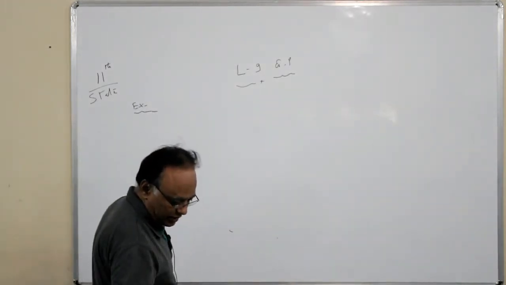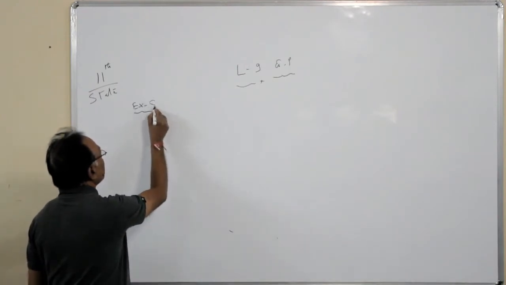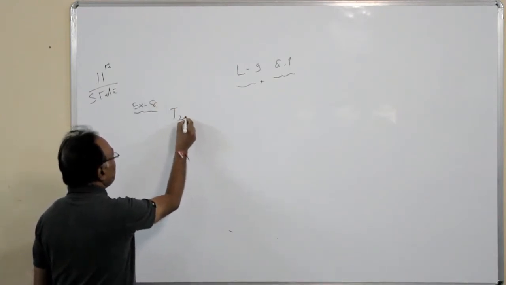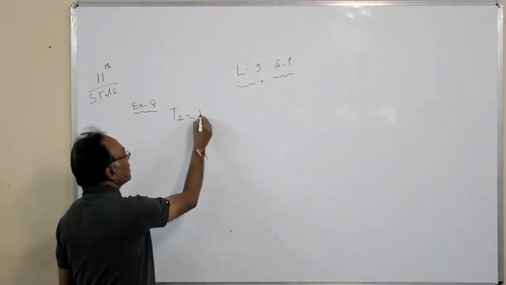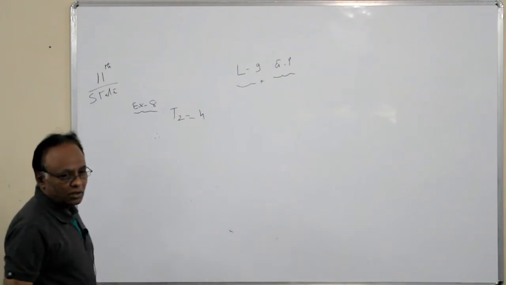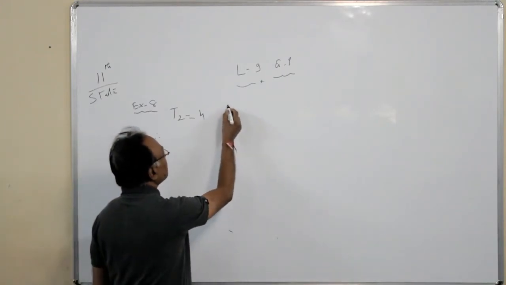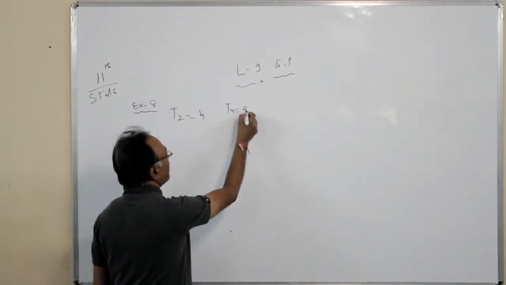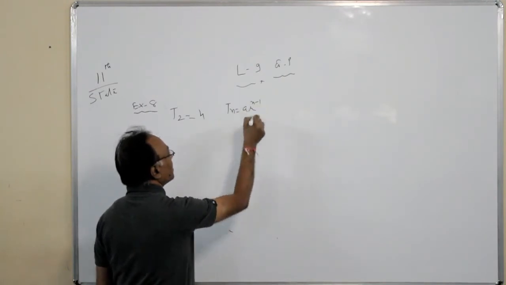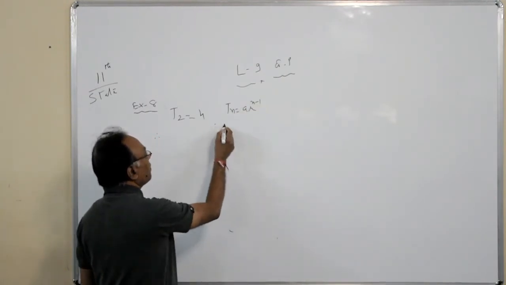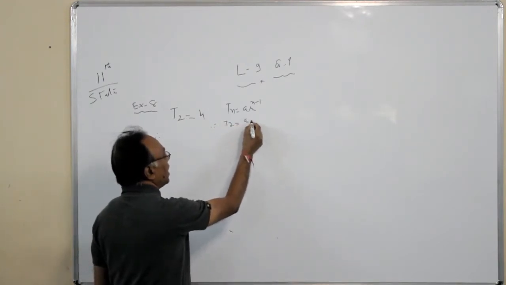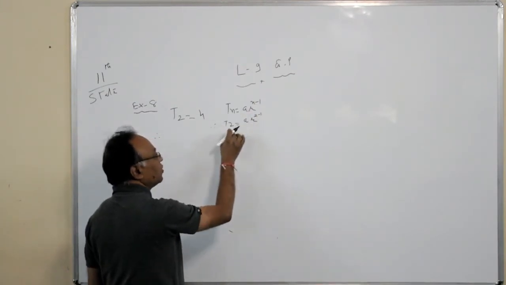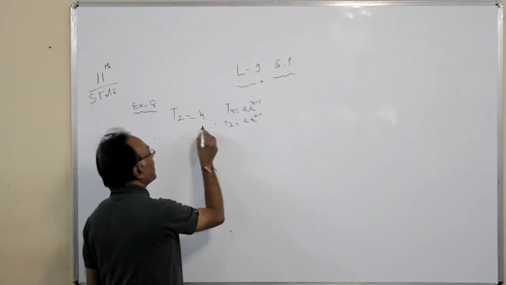Example number 8. T2, the second term of the GP, is 4. Now apply the formula: Tn is equal to AR raised to n minus 1. For T2, n is equal to 2, so T2 is equal to AR raised to 2 minus 1. What is the value of T2 here?